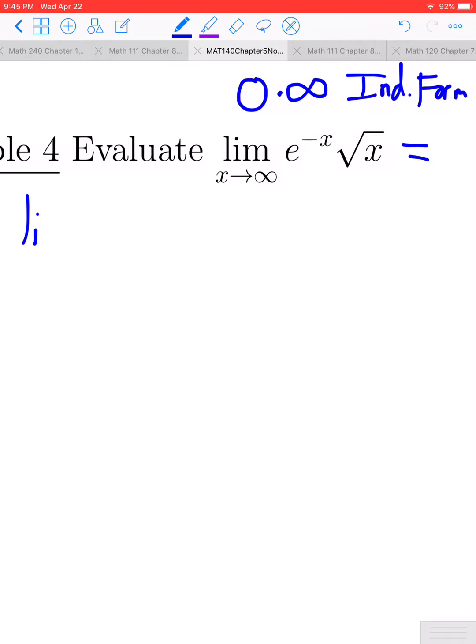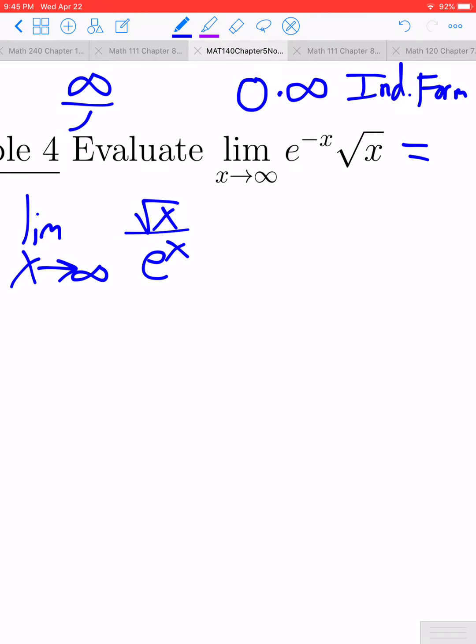Instead, let's rewrite this. And the way that we're going to rewrite it is by getting rid of that negative power of e by taking a reciprocal. We know that e to the negative x is the same thing as 1 over e to the x. So these expressions are equivalent. And now as x approaches infinity, the numerator approaches infinity. The denominator also approaches infinity. So this is a form to which we can apply L'Hopital's rule, because we ended up with the indeterminate form infinity over infinity. So via L'Hopital's rule, we would get the following.